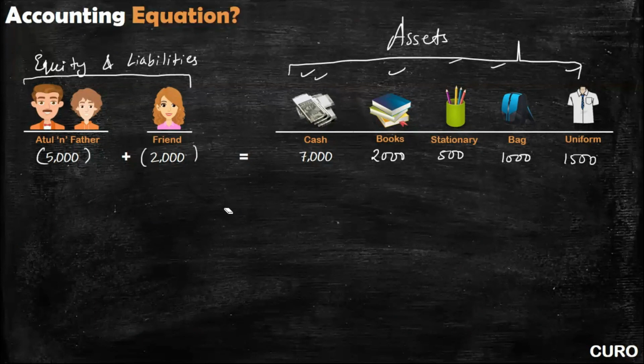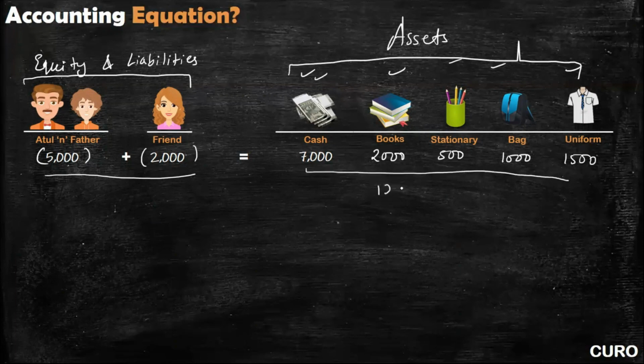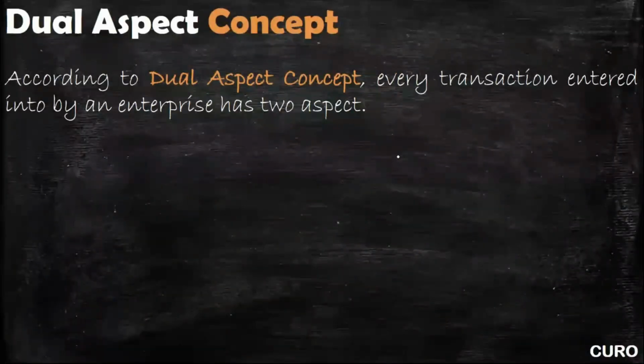Then, with that logic, the total value of all these assets should be equal to 7,000. That is the amount he received from his father and friend. But is it so? Is the total of assets equal to equity and liability? Not really, right? On totaling both sides, you will find that both the sides of accounting equation are not equal. The sum of asset side is 12,000 and of the liability side 7,000. But they are supposed to be equal, right? Then why both sides of equation are not equal? Because we missed a very important accounting concept here, that is the dual aspect concept.